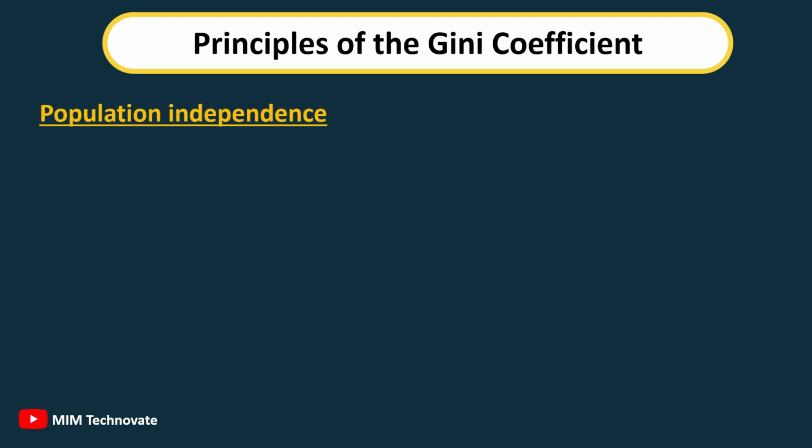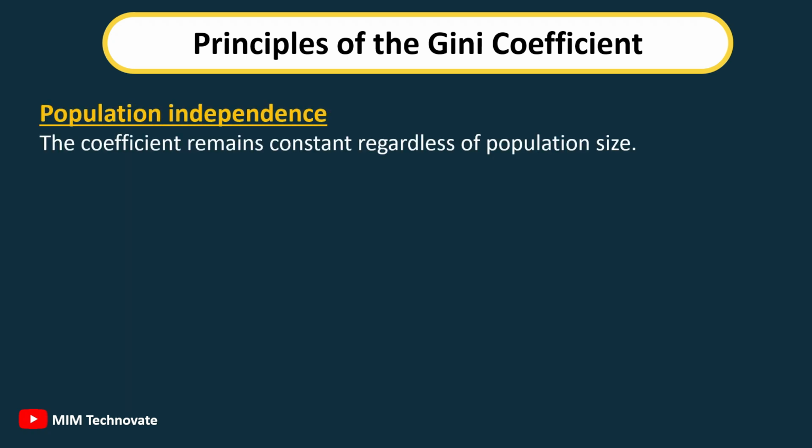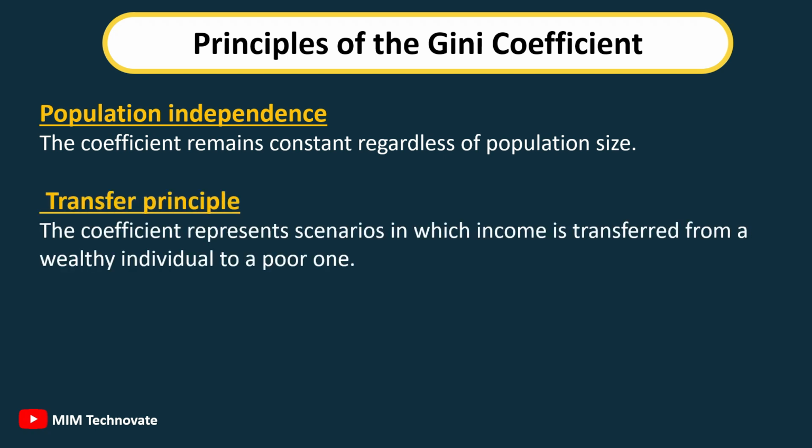Population independence. The coefficient remains constant, regardless of population size. Transfer principle. The coefficient represents scenarios in which income is transferred from a wealthy individual to a poor one.